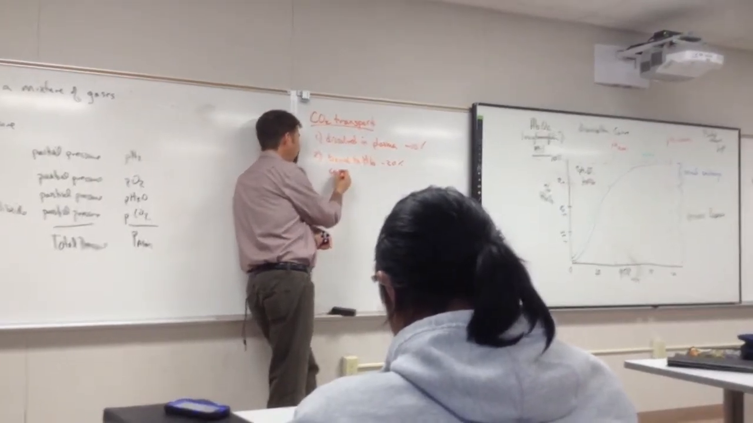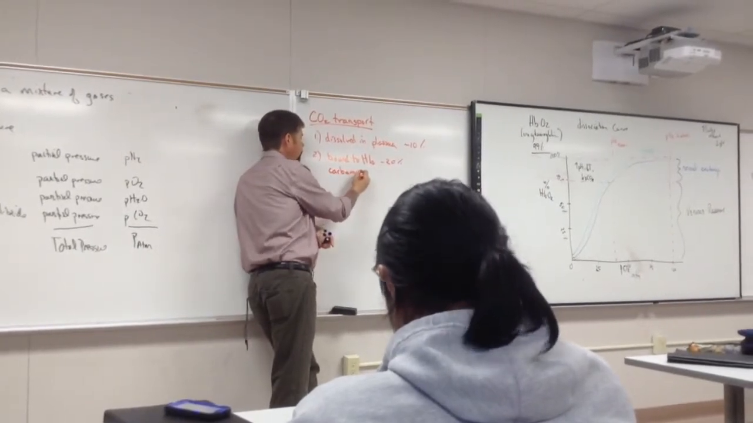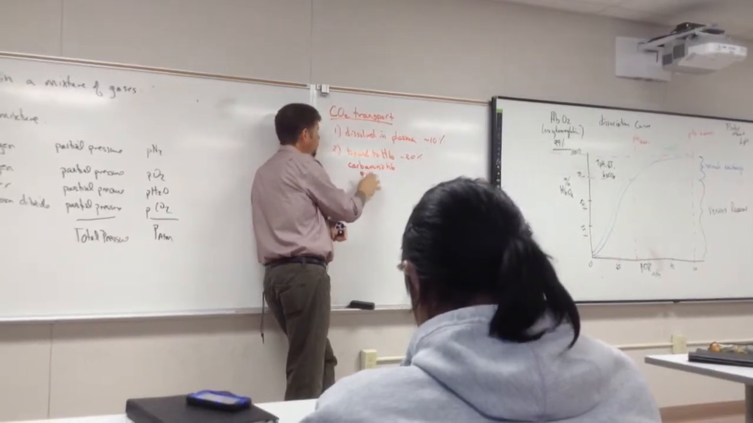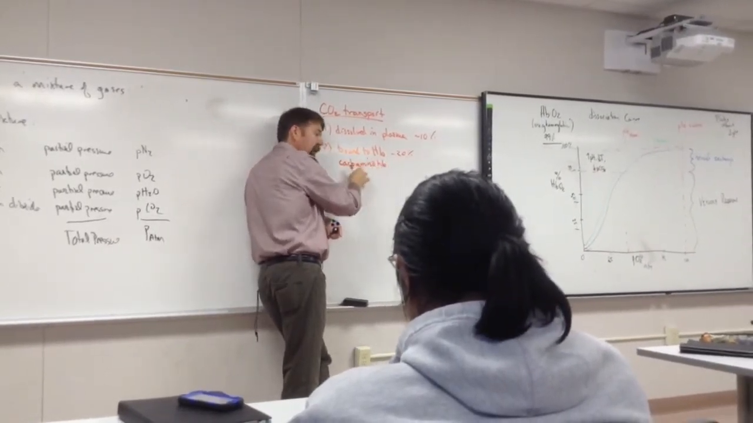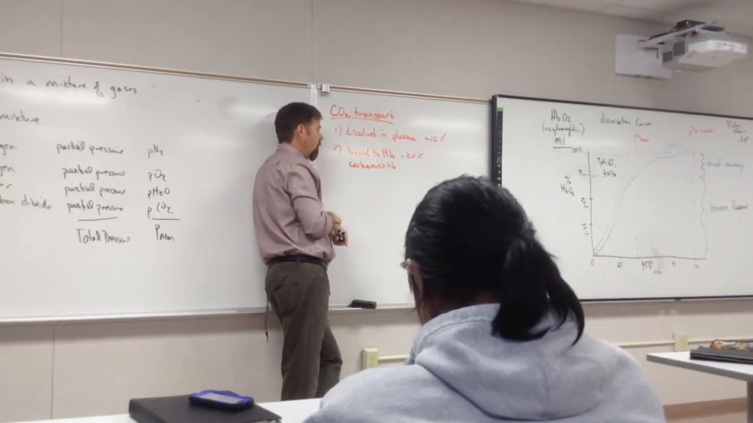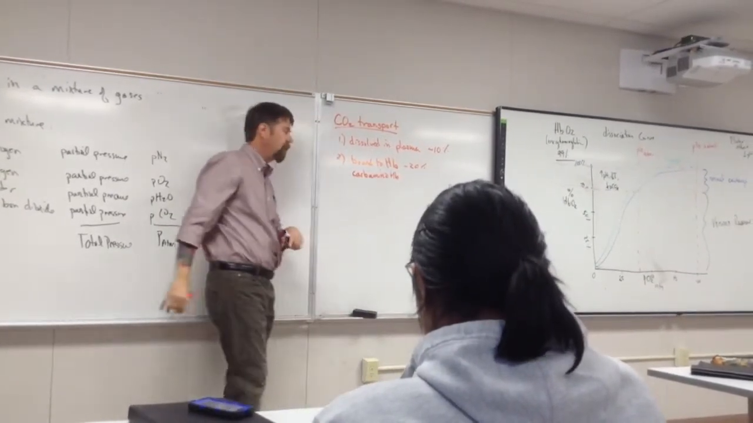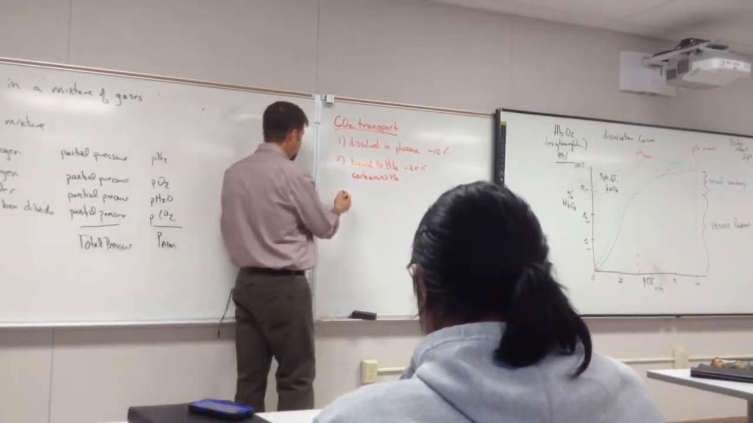When we carry it this way, it's called carbaminohemoglobin. So carbamino, the carbon dioxide is carried bound to an amino acid, not a heme group on the hemoglobin. So carbaminohemoglobin. I just abbreviated hemoglobin. Okay. That's about 20%. What does that leave us with?